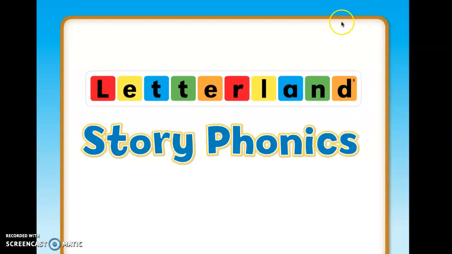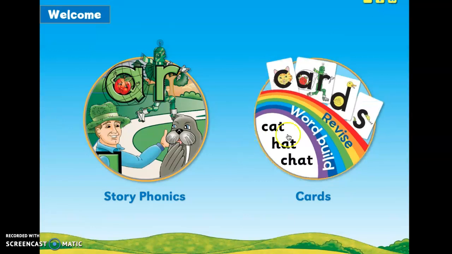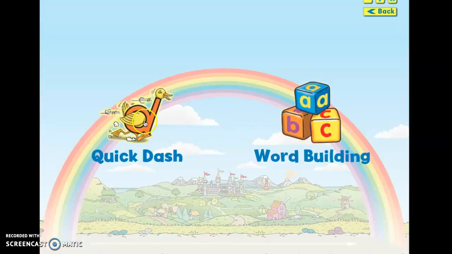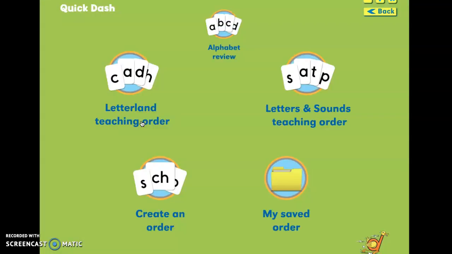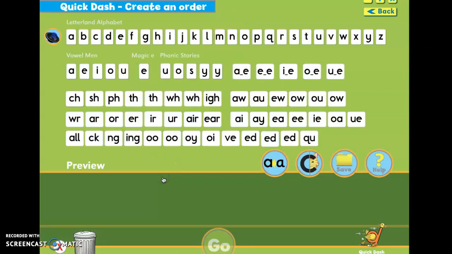Today we're going to start with a quick dash to review the characters that we already know. Quick dash. Create your order by clicking on the cards. Well, I'm clicking the characters. I want you to name the style characters.